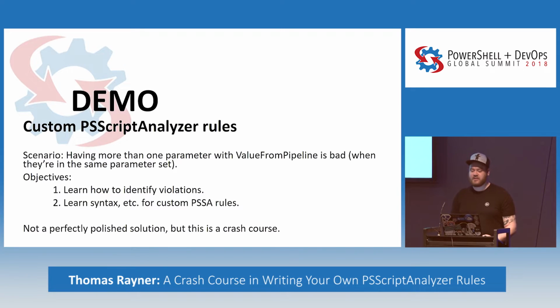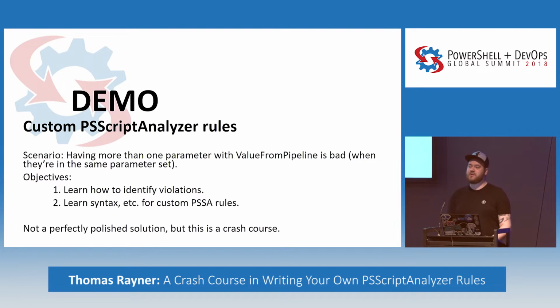Speaking of what we're doing today, it's demo time, and we are right on time. Here's our scenario. We have a feeling that having more than one parameter with ValueFromPipeline set in the same parameter set is a bad thing. Regardless of how you feel about that, it's my presentation, so I'm saying it's bad, so it's bad. And the reasons for that genuinely aren't even important. We're not running any of the functions that we're actually testing today. We're literally just parsing them and looking at the abstract syntax tree.